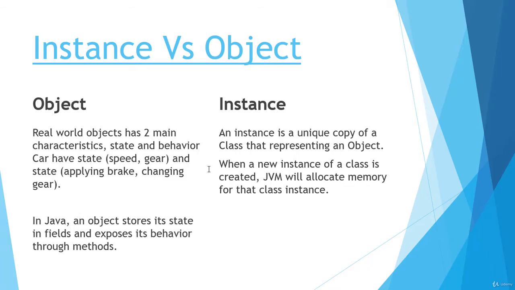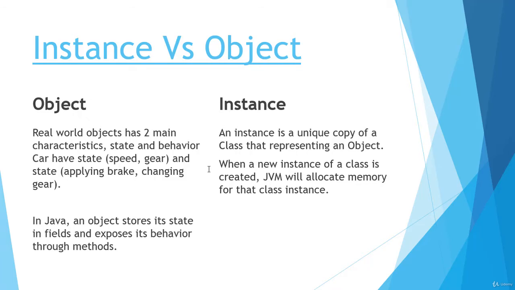An instance is a unique copy of a class that represents an object. When a new instance of a class is created, the JVM will allocate memory for that class instance. This is what we call the instance. Now what is the major difference? An object represents states and behaviors of a class, and an instance is a copy of the class that represents the object. So this is what we call the instance and the object.